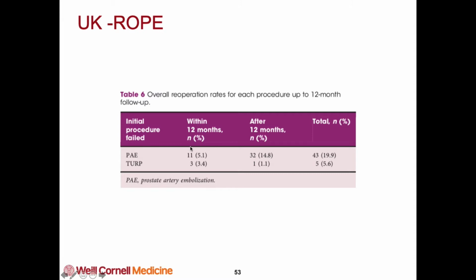The other important thing is that there's a 20% failure or need for retreatment in patients undergoing PAE compared to TURP. So I think the UK ROPE study is probably the best study to give us that real-world perspective of what happens when you implement this technique in managing patients with LUTS secondary to BPH.